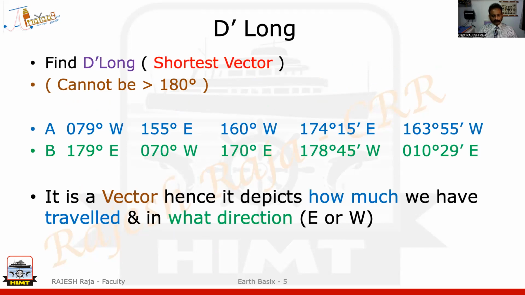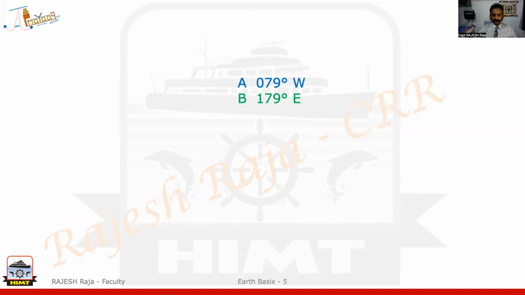I'm going to solve all of them because these are some places where you can make more mistakes, rather than the first set of questions. I'm going to take the first question as Alpha 079 west. Bravo is 179 east. So I'll be crossing the 180 degrees, and that is where people make mistakes.